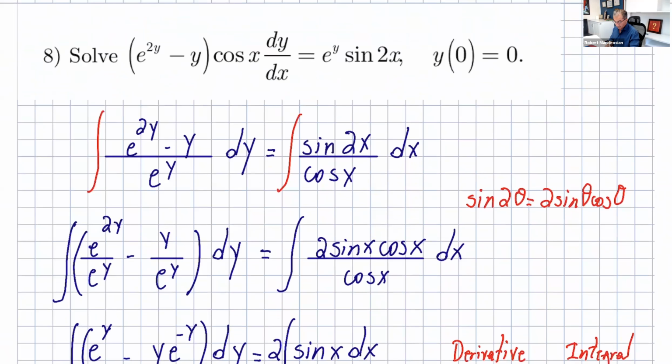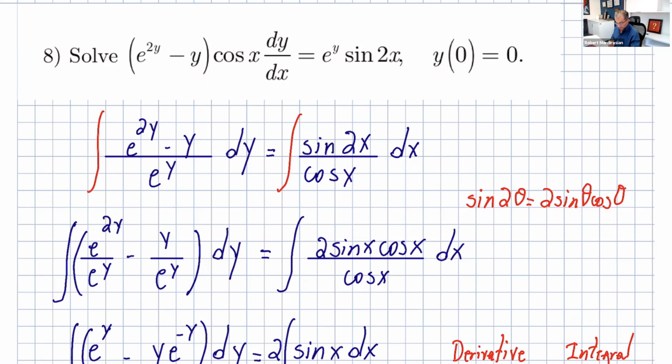Next one, number 8. (e to the power of 2y minus y) cosine x dy equals e to the power of y sine 2x dx, and you are given the condition y of 0 equals 0. Same thing, separate the variables, so you get (e to the power of 2y minus y) over e to the power of y, dy equals sine 2x over cosine x dx.